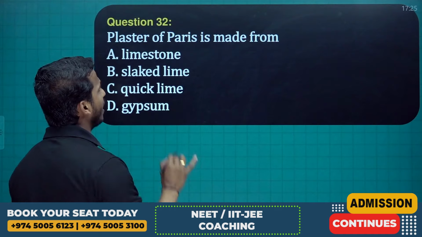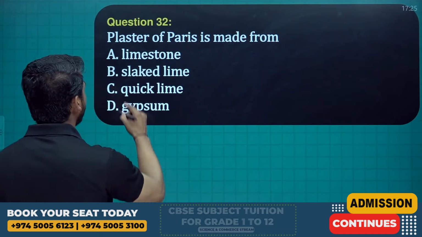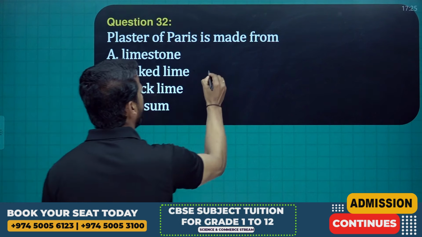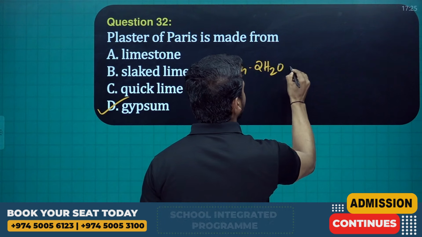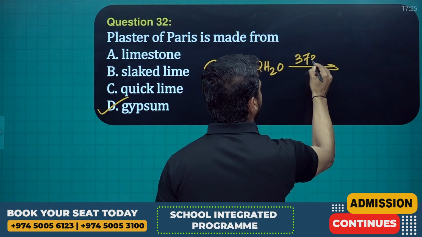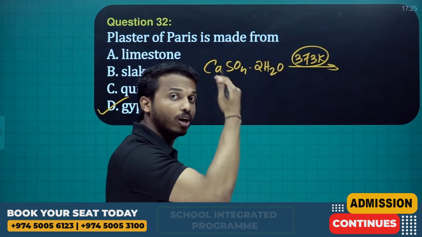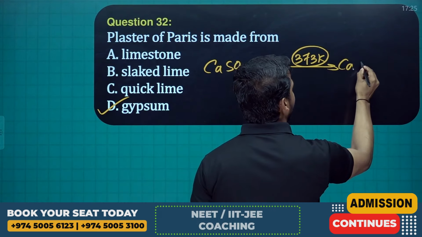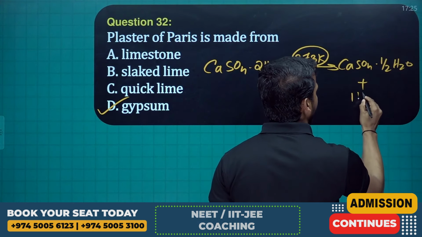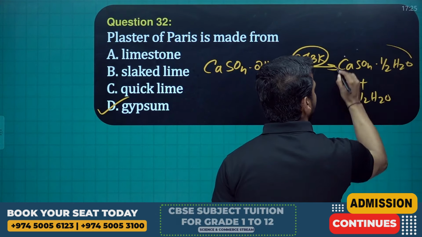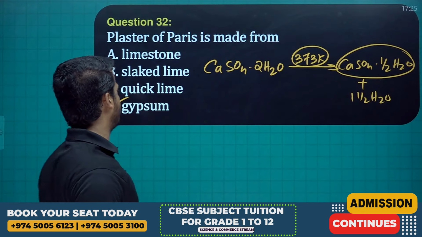Now, plaster of Paris, where are we getting plaster of Paris from? From gypsum. What is gypsum? Calcium sulfate 2H2O. When it is heated around 373 Kelvin, 1.5 water molecules go out, and you will get calcium sulfate half H2O plus 1.5 H2O. This is our plaster of Paris. So plaster of Paris is prepared from gypsum.